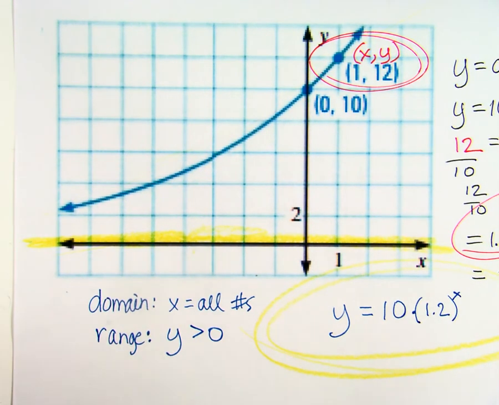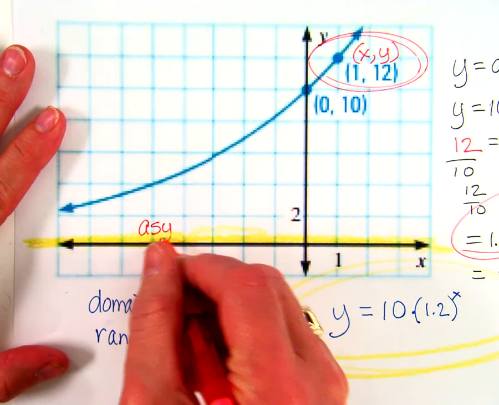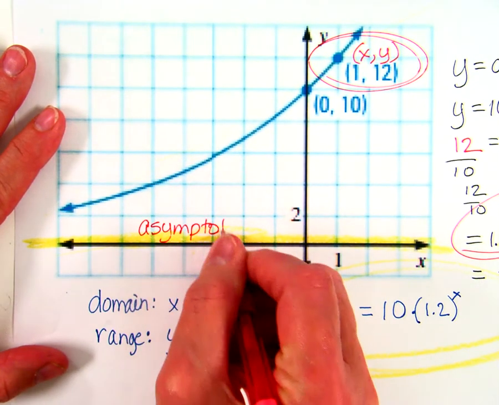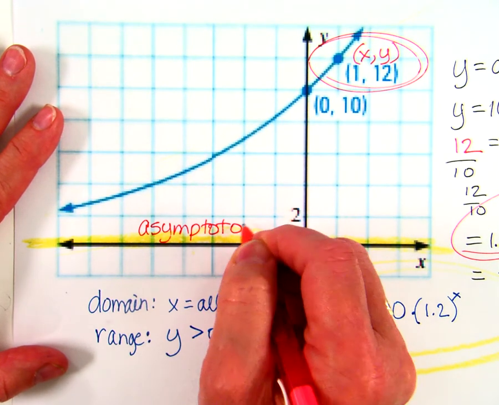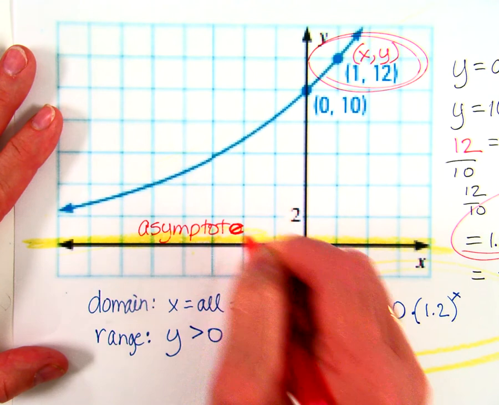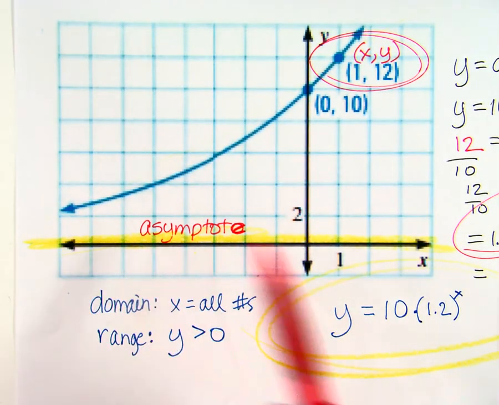The line that a curve will not cross is called the asymptote. Fun word. Words you need to know. A-S-Y-M-P-T-O-T-E. Asymptote. That's an E. There you go. Asymptote. Sorry. The line that the curve never crosses is the asymptote.